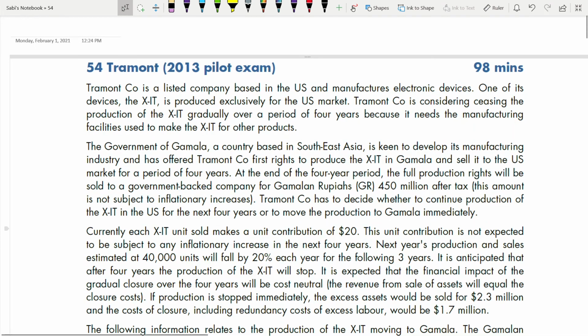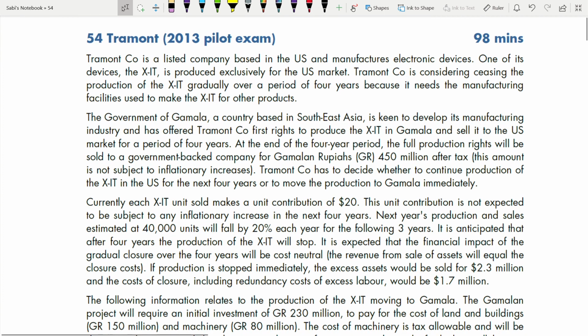So coming to this first paragraph, usually it is a background to the company. Tramont is a listed company based in the US and manufactures electronic devices. One of its devices, the XIT, is produced exclusively for the US market. Tramont is considering ceasing the production of XIT gradually over a period of 4 years because it needs the manufacturing facilities used to make the XIT for other products. Now, the government of Guatemala, a country based in Southeast Asia, is keen to develop its manufacturing industry and has offered Tramont the first right to produce XIT in Guatemala and sell it to the US market for a period of 4 years.